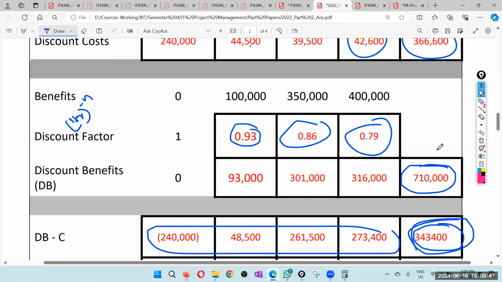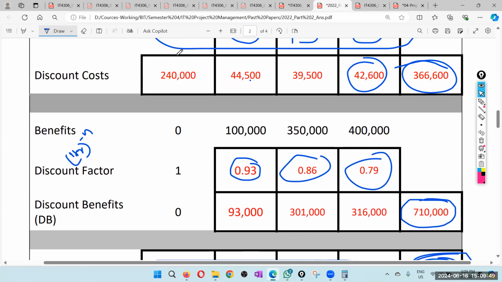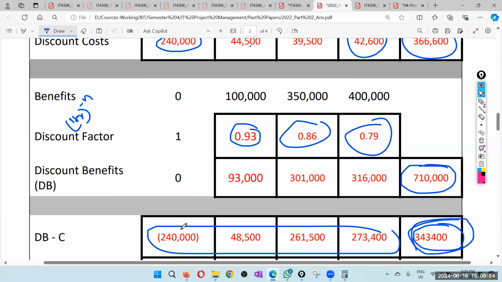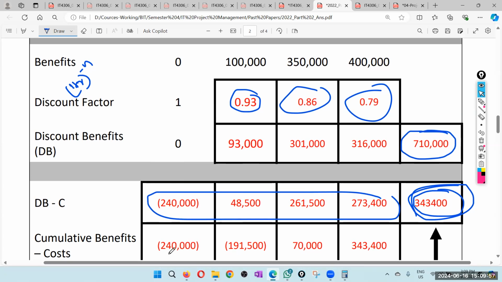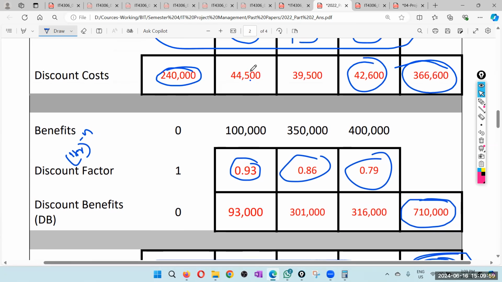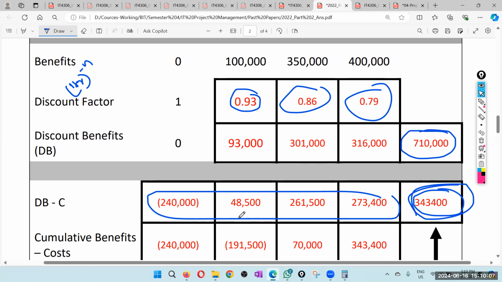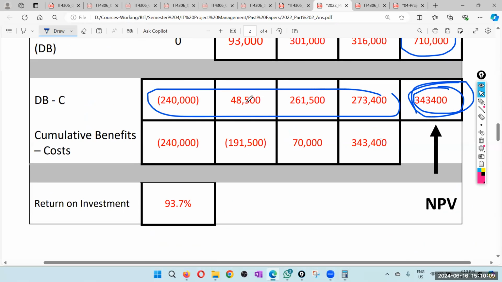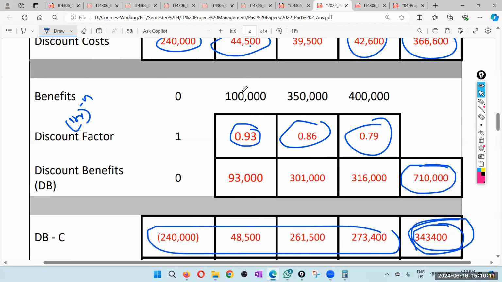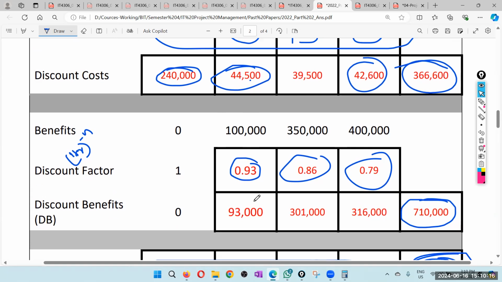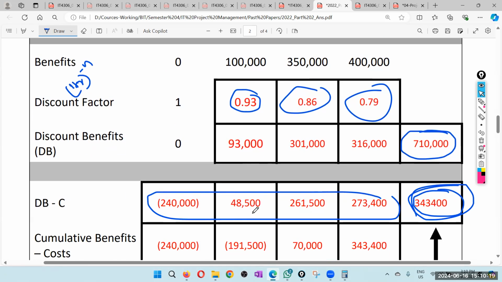Okay. And here you can calculate the individual difference between cost and benefit at the end of the first year, which is negative. But here the difference is positive. Discounted cost is 44,500, sorry, the discounted benefit is 93,000. This is 44,500, cost; benefit 93,000. So therefore the difference is positive 48,500. So that is how this row is calculated.